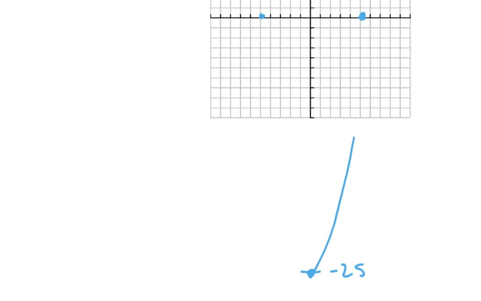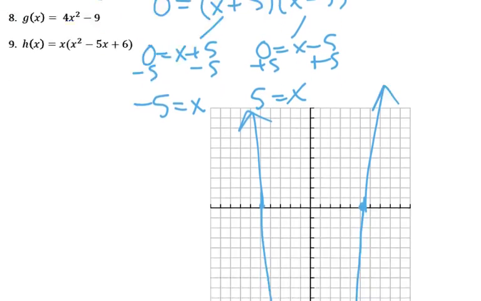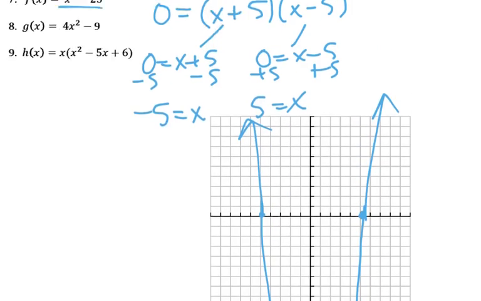So we draw our graph. And that second line wasn't very good. Something like that. And that end behavior just keeps going up and up. So there would be our graph. Okay.